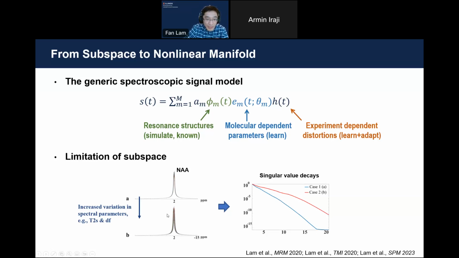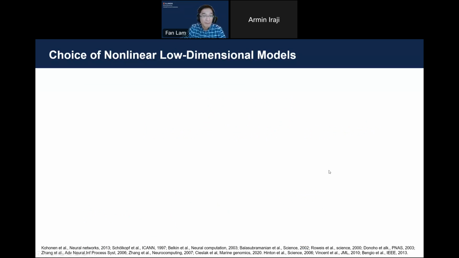But if you increase the line shape variation and frequency variation to create a little bit more variation in the individual spectrum, you're seeing the singular value decay become much, much slower, which means that you will need a much higher subspace model order to capture all these variations. So that motivates us to think about, can we generalize this subspace concept to a more nonlinear subspace or nonlinear manifold concept to allow us to better capture all the practical variations in the real experimental data.